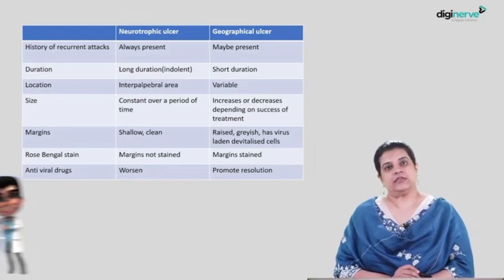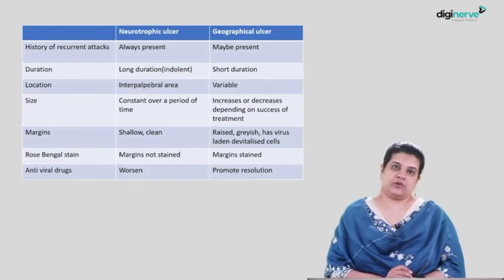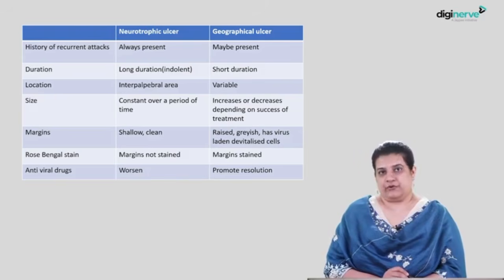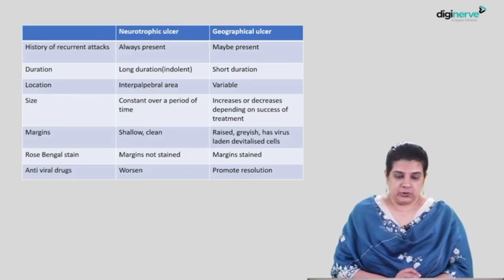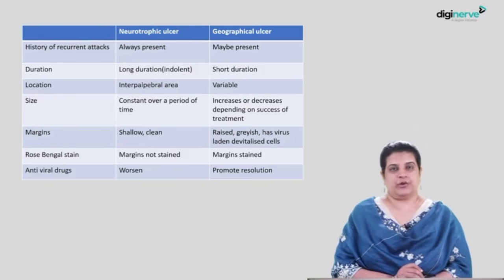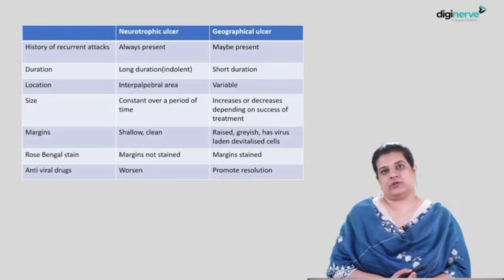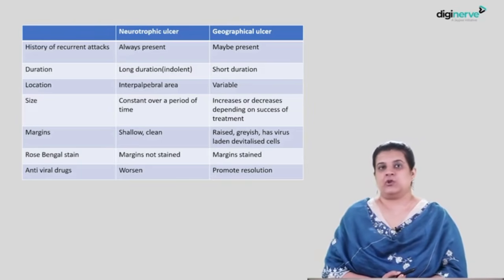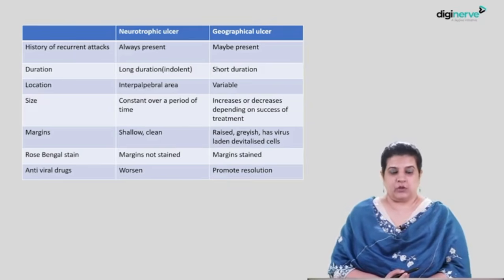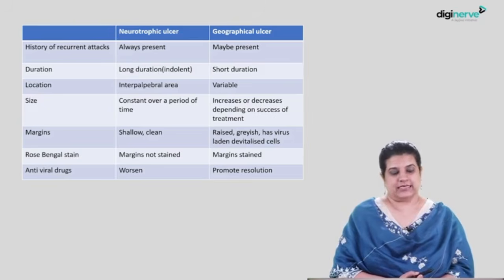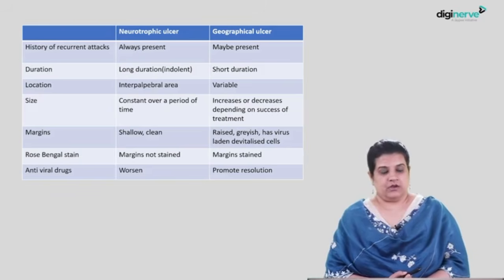There is always a history of recurrent attacks when we talk about neurotrophic ulcer. In geographic ulcer, they can present for the very first time, or there can be a previous attack. Neurotrophic ulcers have a long duration, even of treatment. As I already mentioned, they can also be seen in patients who have drug toxicity due to long-term use of antiviral therapy. The location of a neurotrophic ulcer is the interpalpebral area, while that of geographical ulcer can vary.